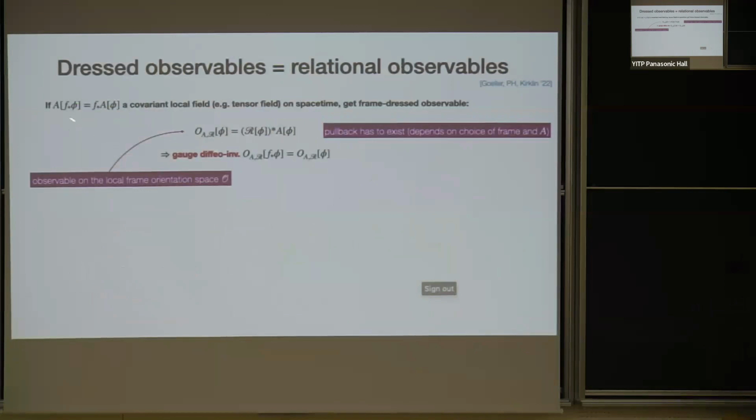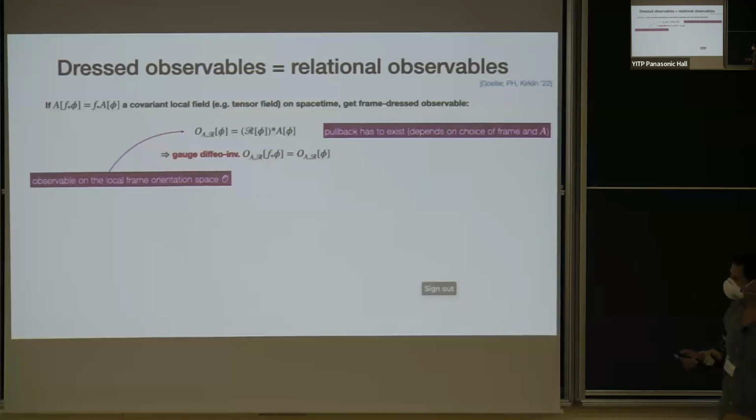So suppose we have some covariant object, transformed like this under push forward, under bulk gauge diffeomorphisms. It could be, for example, a tensor field, but it doesn't have to be. Then we can construct a frame dressed observable simply by taking that object and using the frame to pull it back from spacetime onto its orientation space. The frame has a covariance property, and this A also has a covariance property, and they're exactly such that they cancel each other, and you get a gauge invariant object at the end of the day.